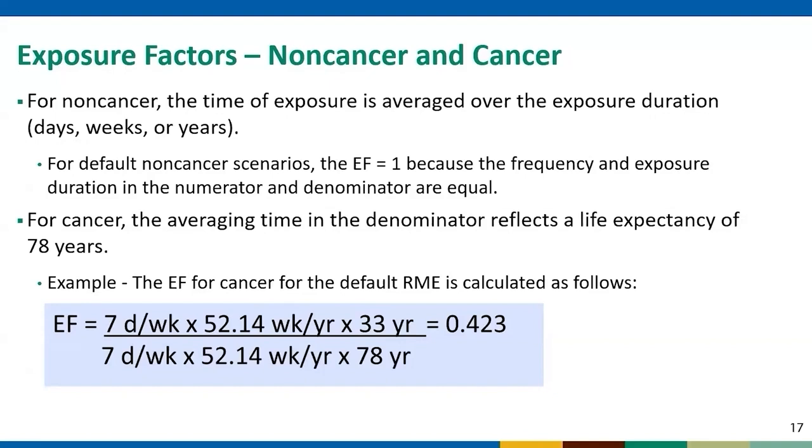For example, as shown in the equation on this slide, the 7 days per week and 52.14 weeks per year are the same in the numerator and denominator, but the 33 years in the numerator is divided by the 78 years in the denominator. This equals an EF for cancer for the default RME of 0.423 for a 33-year exposure duration. The 33 years assumes exposure for 21 years as a child and 12 years as an adult, or for 33 years as an adult. Again, FAST will calculate this for you.